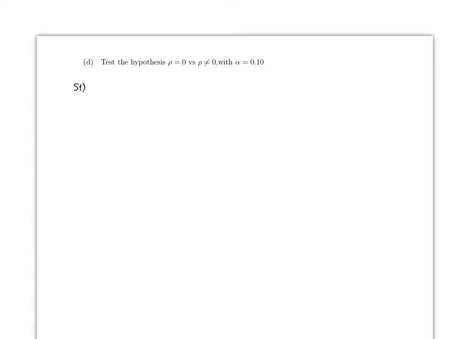So essentially here, step 1 is asking you to test the claim that rho is equal to 0, and the alternative is that rho is not equal to 0. Which, remember, this one means that there is a correlation. If you reject the claim, that means there is a correlation. And the value for alpha is 0.10. Remember, R was equal to 0.85 and N was equal to 5.